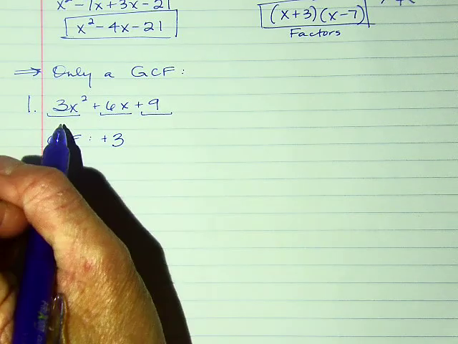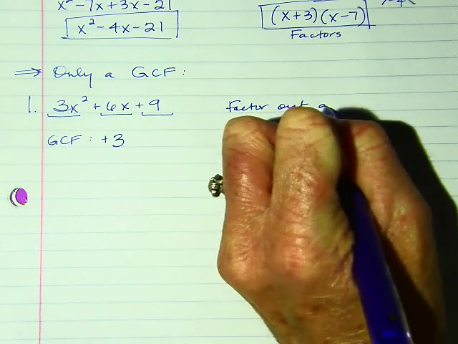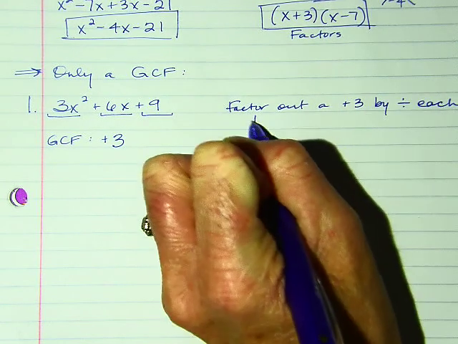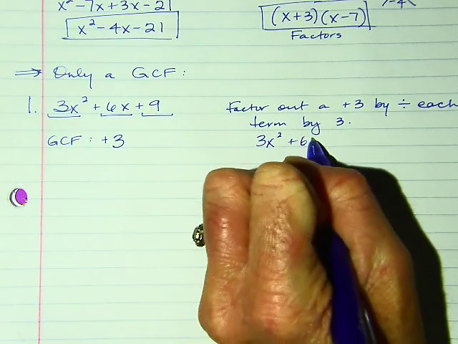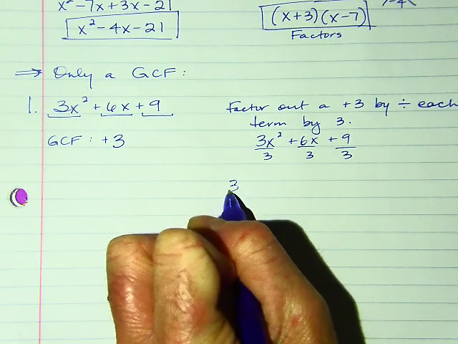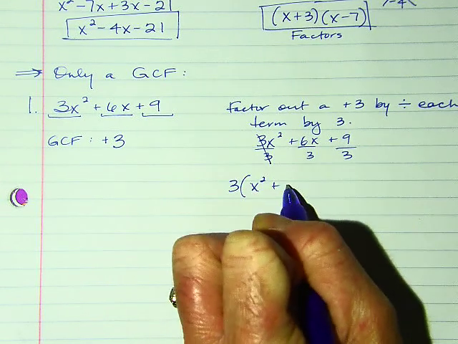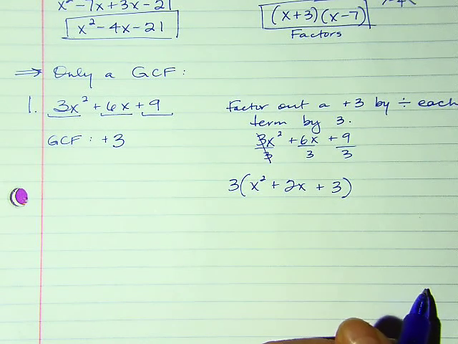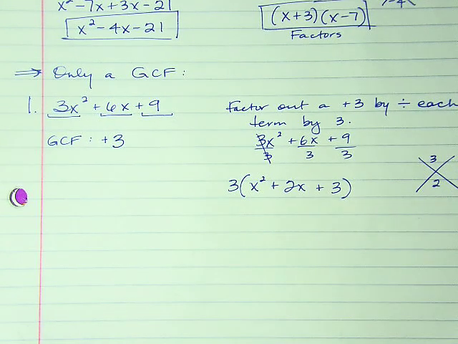So to take that GCF out, I'm going to factor out a positive 3 by dividing each term by 3. So my answer is 3 times x squared, plus 6x divided by 3 is 2x, plus 9 divided by 3 is 3. Now, I know that I can't factor this any further because I can't fill in this x tool, which I'll explain later.